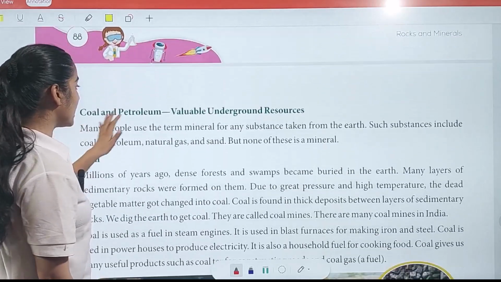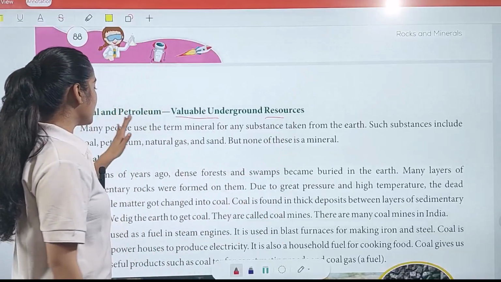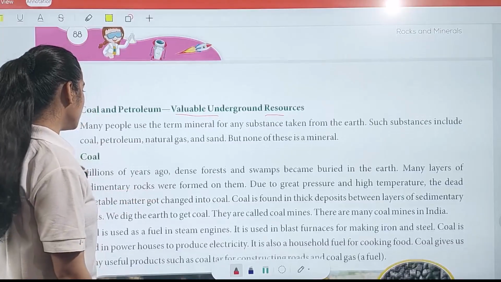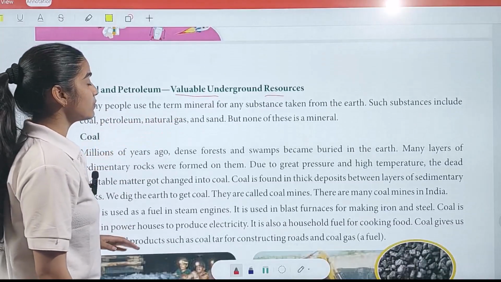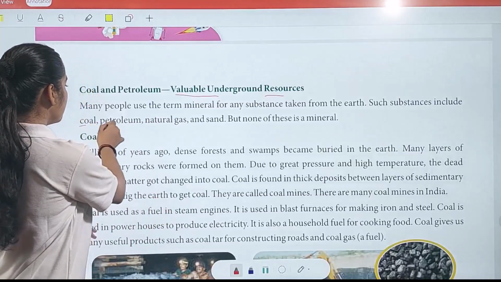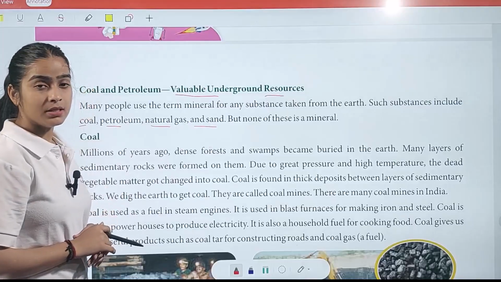Next, we have coal and petroleum, valuable underground resources. It means coal and petroleum we get only from underground sources. Many people use the term mineral for any substance taken from the earth. Such substances include coal, petroleum, natural gas, and sand, but none of these is a mineral.